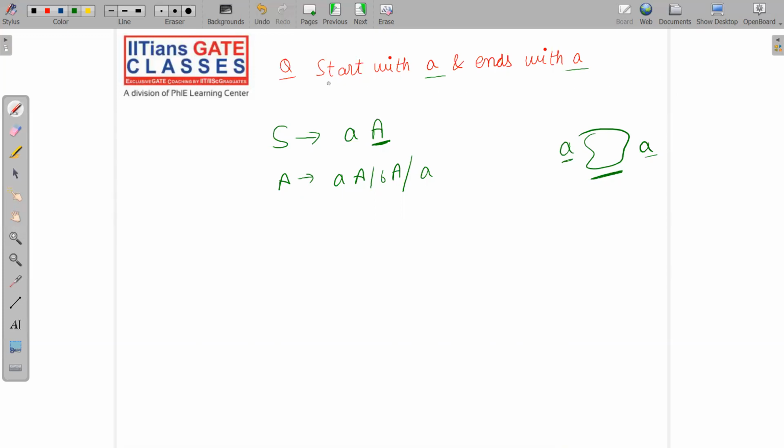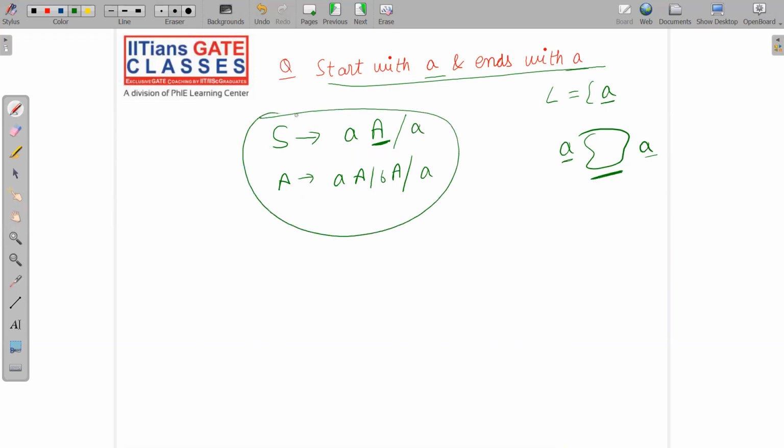See, this language starts with A and ends with A. The smallest possible string will be single A, because this single A is starting with A as well as ending with A. But single A is not generated by this grammar, so you have to write explicitly single A. Now this grammar is perfect for this language. Okay, I hope I have made the point clear to all of you.